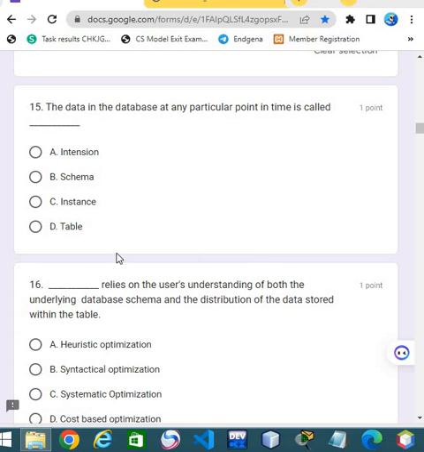An instance is the context of the database, and an instance refers to the actual data stored in the database at a specific point in time.